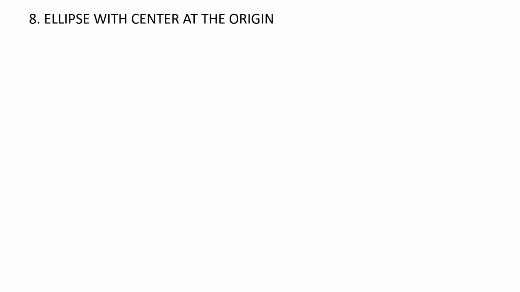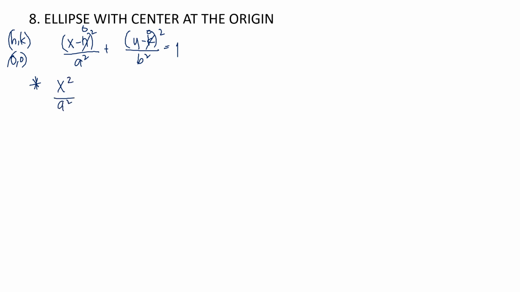And for our last problem, ellipse with center at the origin. So our general solution for our ellipse is x minus h squared over a squared plus y minus k squared over b squared is equals to 1. Okay. So our h and our k is the center of the ellipse, and sabi dito our center is on the origin, therefore this is 0, 0. So our working equation will just be x squared over a squared plus y squared over b squared is equals to 1.